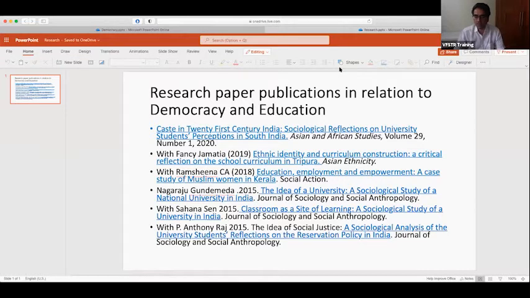All these research works overlap with the idea of education as well as democracy. You take anything, ethnic identity or empowerment, employment, or classroom as a site of learning, which is very, very important for our discussion today. And the idea of social justice, all these concepts overlap over this education, and as students of humanities, how we can promote democracy today.